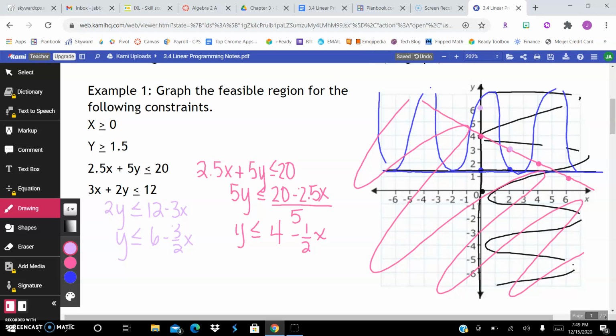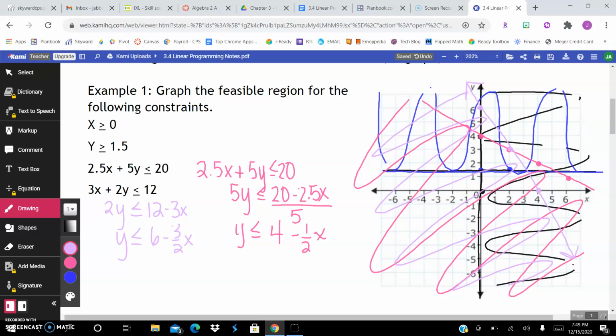Down 3 and over 2, again. And we're going to draw our line. Again, it's underlined, so this is going to be a solid line as well. And y is less than this, so then we're going to shade here.